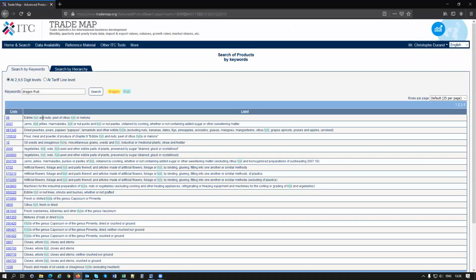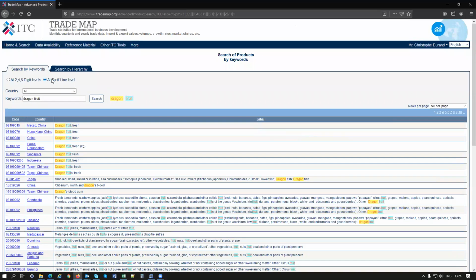So generally, because here I'm very specific, I may want to perform a search at the tariff line level. So I click on tariff line level, and here we go. I do have dragon fruit, and sometimes I even have the distinction whether they are fresh or not, right?